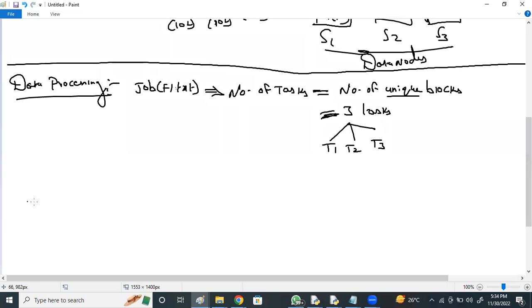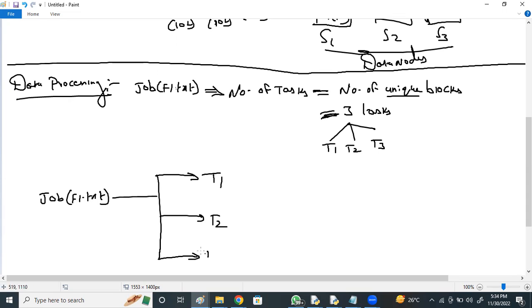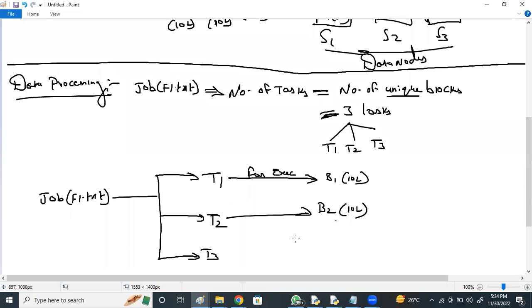So processing the file f1.txt, which is divided into multiple blocks stored across multiple slaves, your job is divided into task T1, task T2, and task T3. What is the T1 task for? For executing B1, 10 lakh records. T2 task is for executing B2 block, 10 lakh records. T3 task is for B3, 10 lakh records.